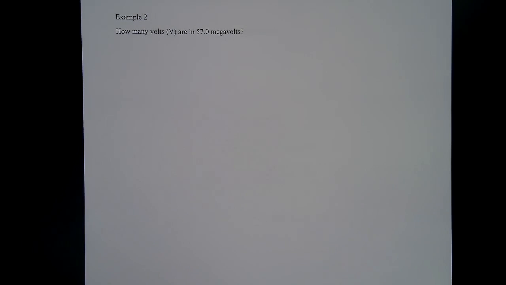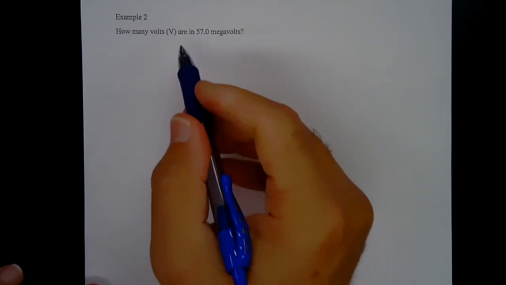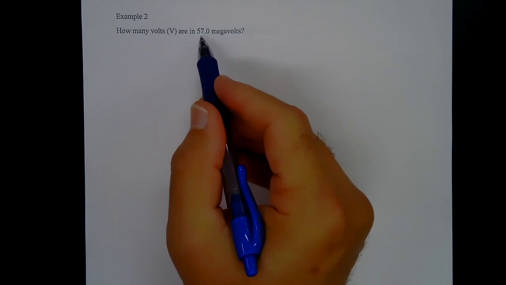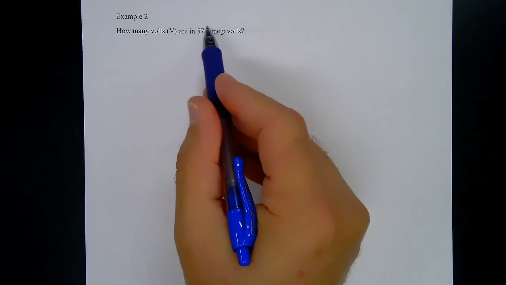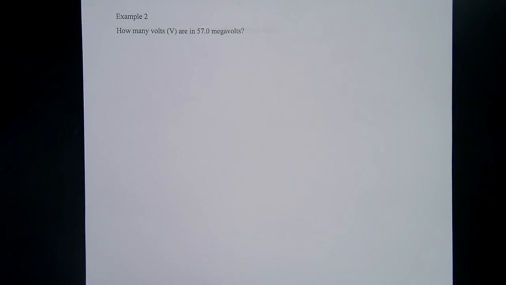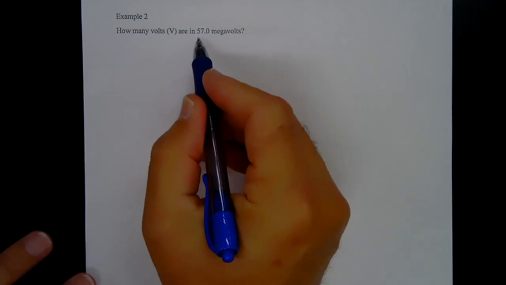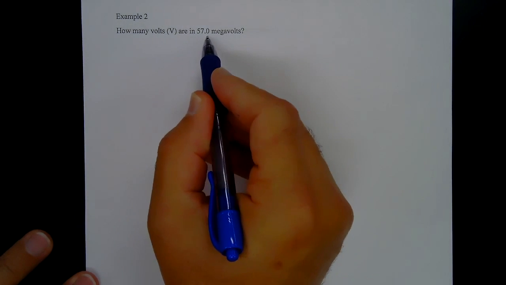So here's another problem that's very similar to what you're gonna see. It's just the numbers are different, okay? Now 57.0 is important. That's not 57, that's 57.0 megavolts. So this has 3 digits that are important to us. So our answer will have to have the 3 digits also, okay? So we're gonna start with the 57.0 megavolts.